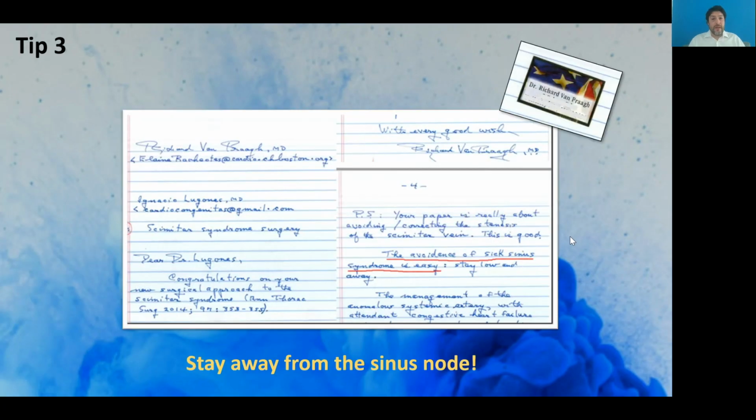Okay, and as Richard Van Praagh once told me, stay away from the sinus node, because when you suture the pericardium to the outer surface of the right atrium, if you go too high, you can damage the sinus node or the vessels nurturing the sinus node. So always stay low, away from the sinus node. Thank God, we haven't found any incidents of sick sinus node so far. It's important to outline that.